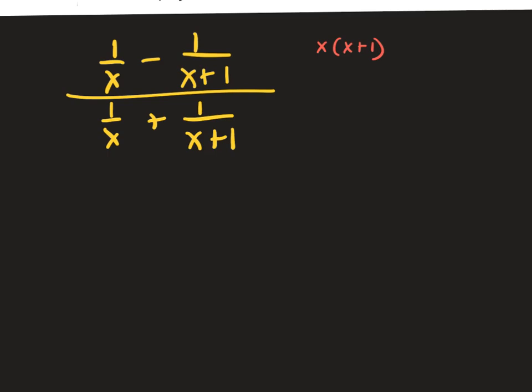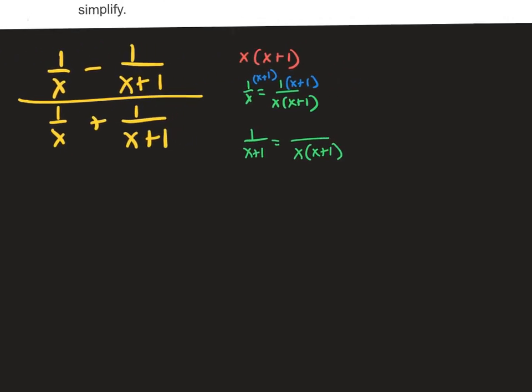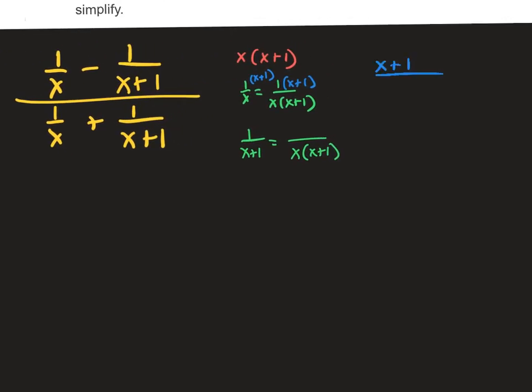Vanessa. Okay, Vanessa, did you do the numerator and the denominator separately, or did you try to multiply them all by the least common denominator? Separately. Okay, so in the numerator, I've got to make it so that the denominator is x times x plus 1. So I'd get 1 over x equals what over x times x plus 1. And then I have 1 over x plus 1 equals what over x times x plus 1. So for the first one, I have to multiply by x plus 1, and I'd get x plus 1 here. That becomes x plus 1 over x times x plus 1.